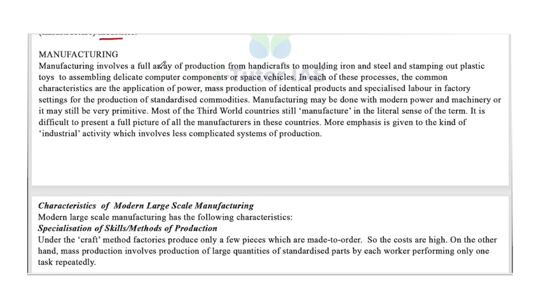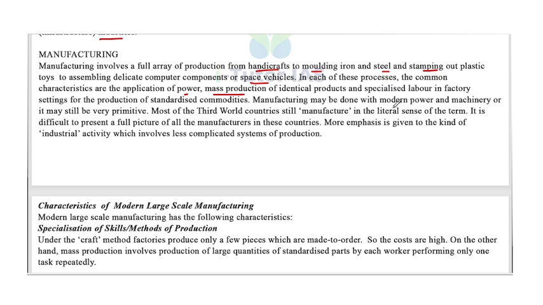Manufacturing involves a full array of production from handicraft to molding iron and steel and stamping out plastic toys to assembling delicate computer components or space vehicles. In each of these processes, the common characteristics are the application of power, mass production of identical products and specialized labor in factory settings for the production of standardized commodities.